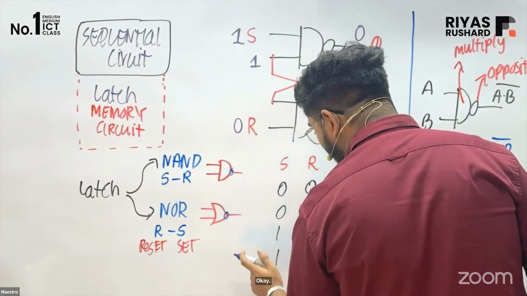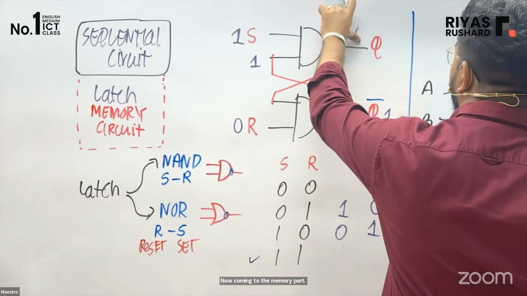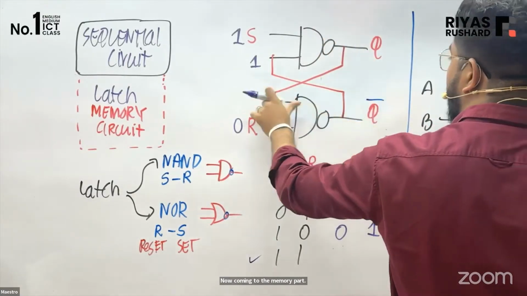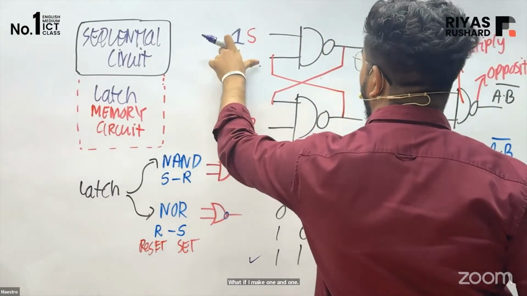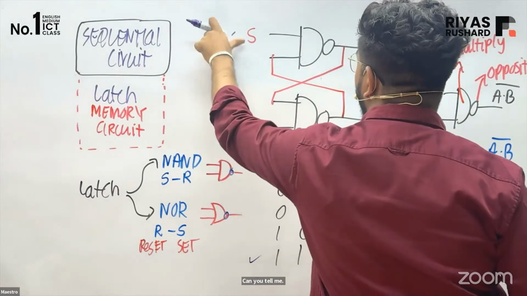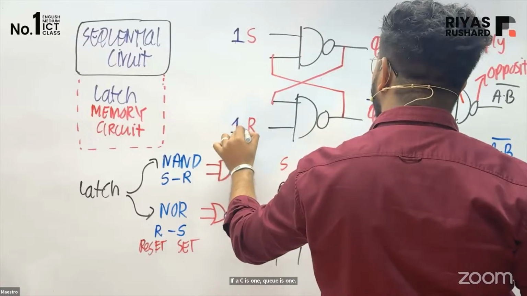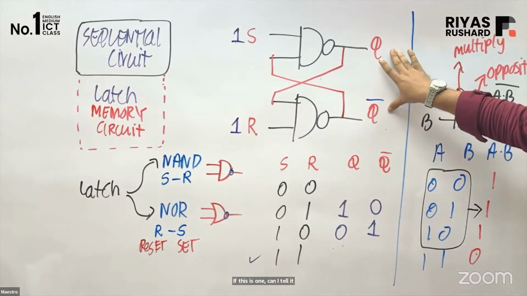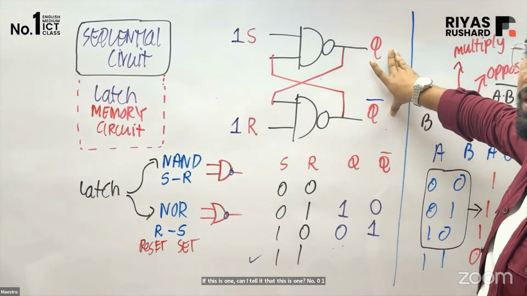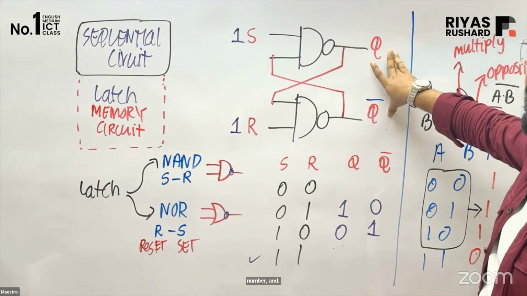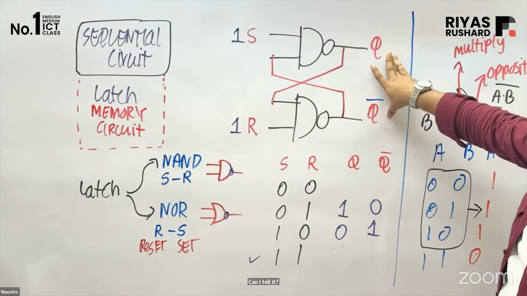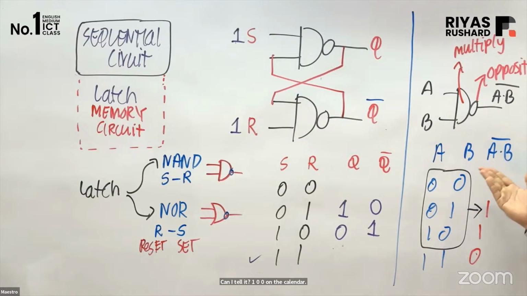What if I make 1 and 1? Can you tell me, if S is 1, Q is 1? If this is 1, can I tell whether this is 1 or 0? Can I tell it, 1 or 0? Can't tell it. Because if it's 0 I can tell directly, but if it's 1.